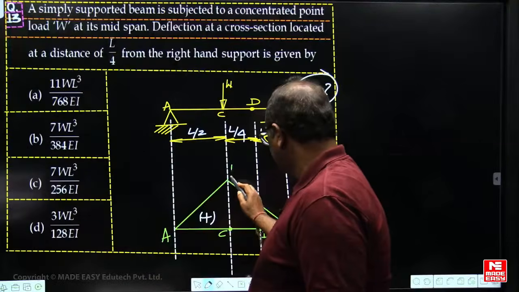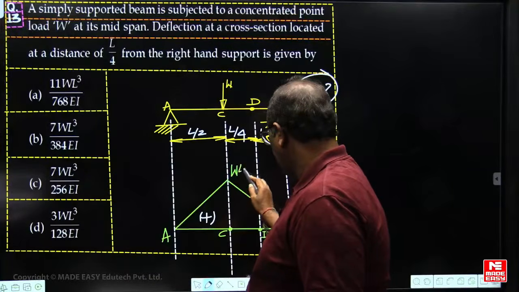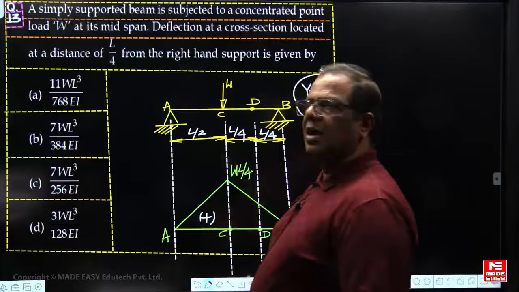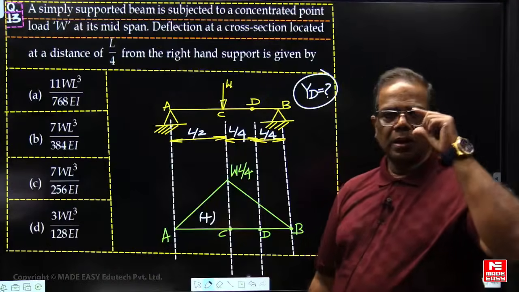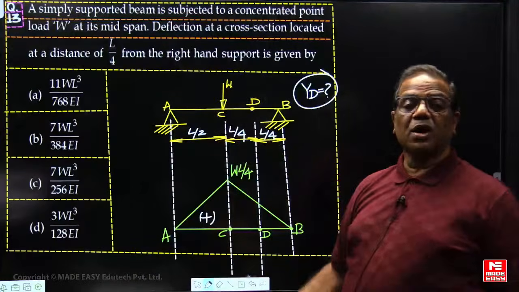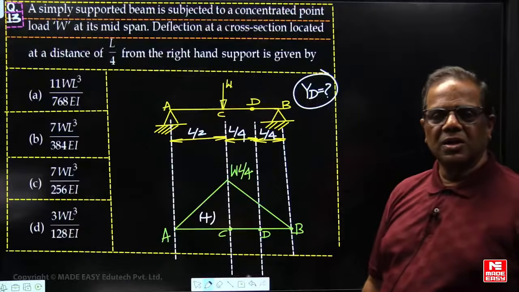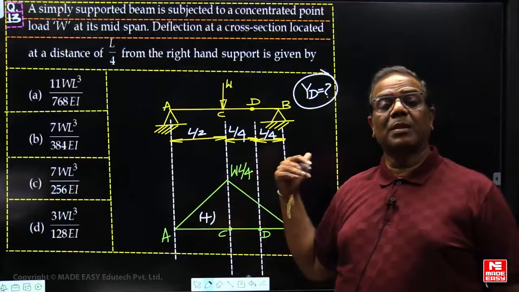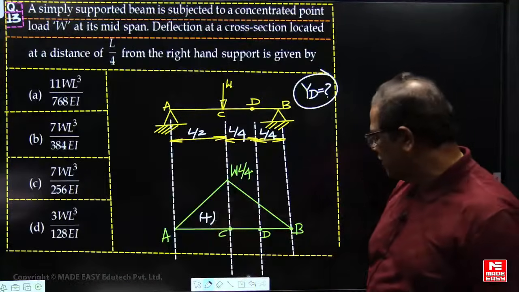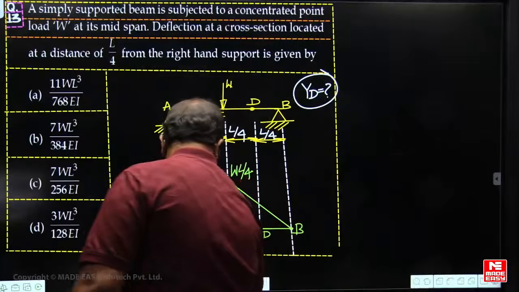So what is the bending moment value? WL by 4. EI is a constant. So in this case, the M by EI diagram is not compulsory; the bending moment diagram is sufficient.